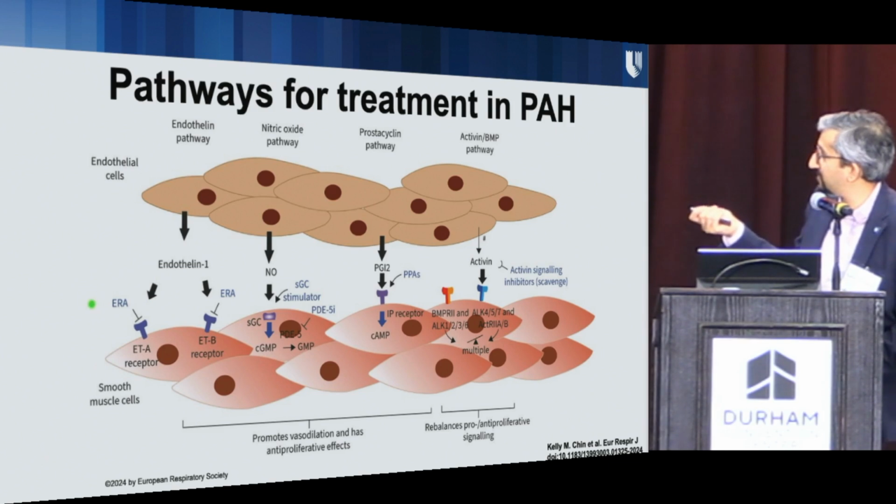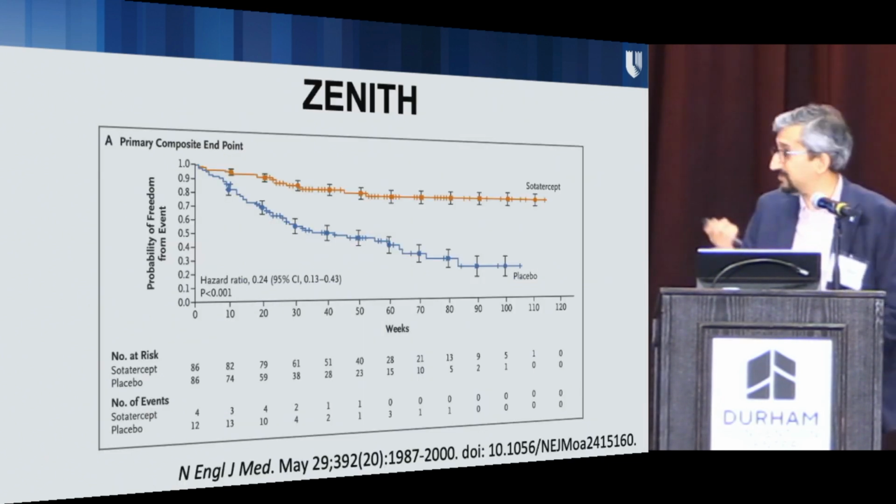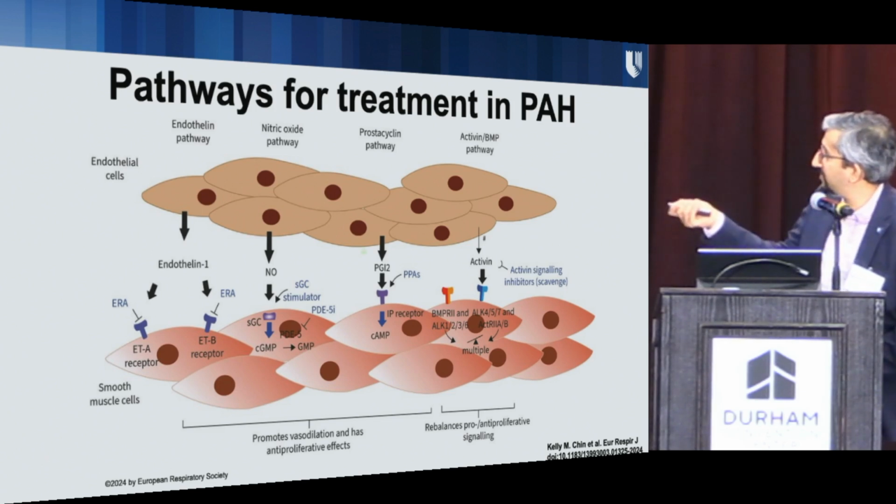Now, nitric oxide is a very important, oops, I'll go back if I can figure out how to go back. There we go. Okay. Nitric oxide is a very important vasodilator, right? It's secreted by endothelial cells, endothelial-derived relaxation factor. And so we can target this pathway either to increase the signaling through sGC stimulators or PDE5 inhibitors. Then we have the prostacyclin pathway here. IP receptors expressed in smooth muscle cells promote vasodilation.